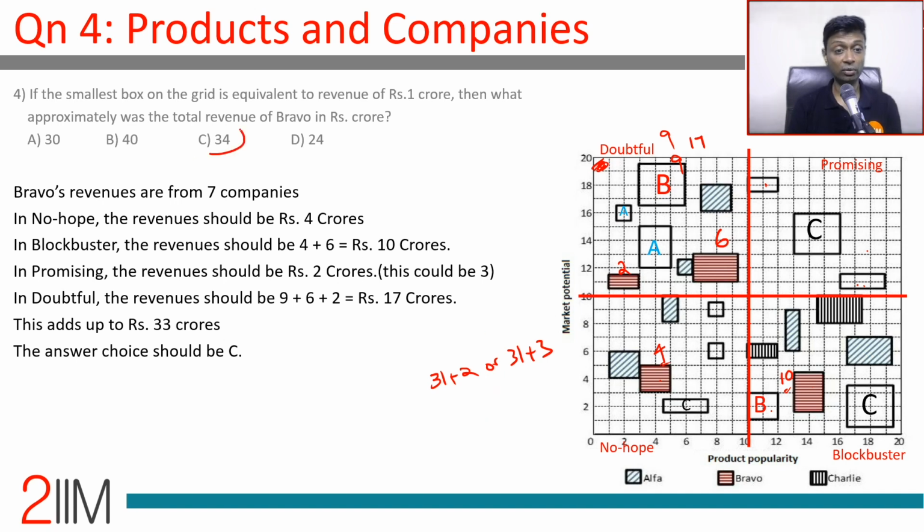But we have only 34, or the 34 crore number is the revenue. Right, so 17 plus 4 plus 10 adds up to 31. Plus 2 or plus 3, basically plus 3. This should be B, this should be A.